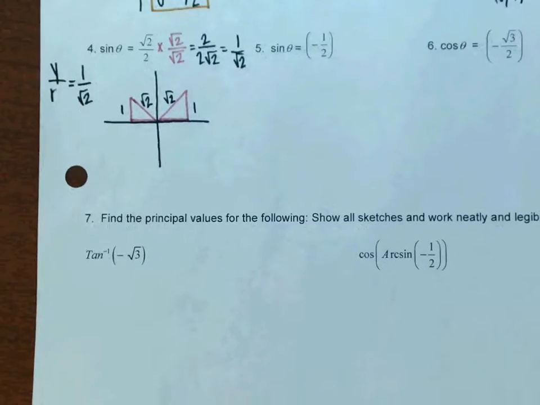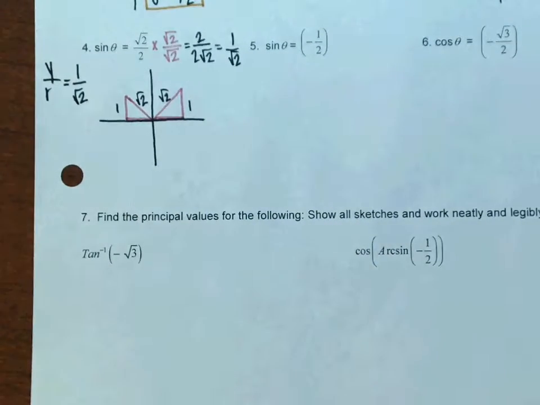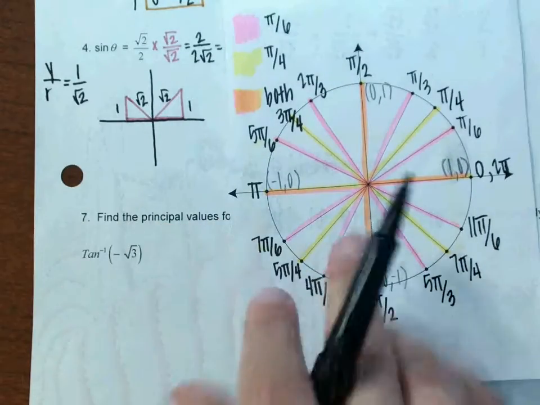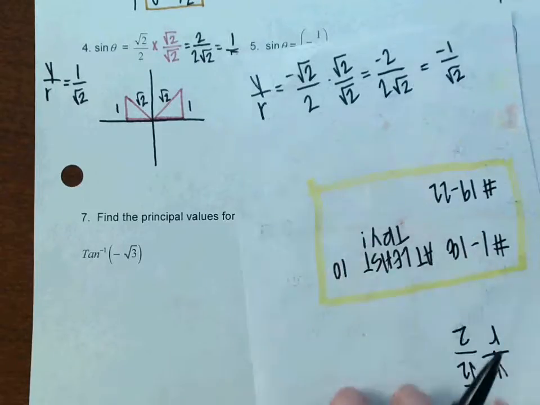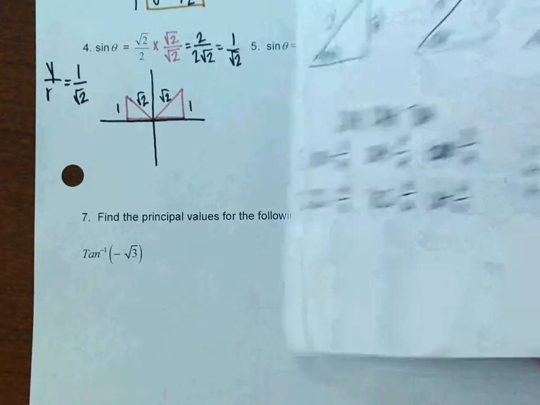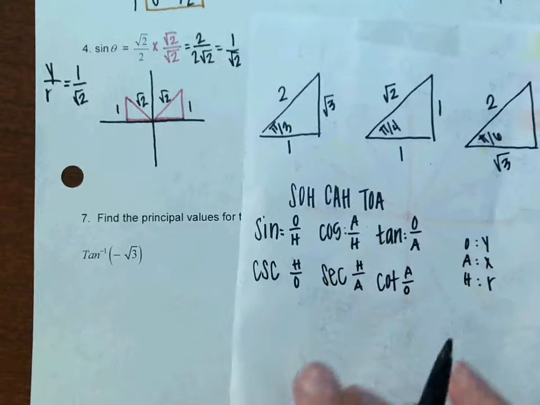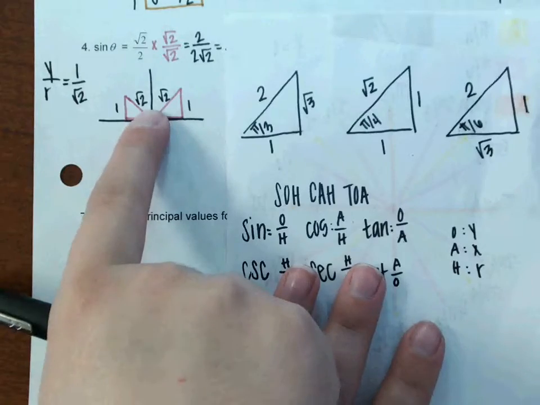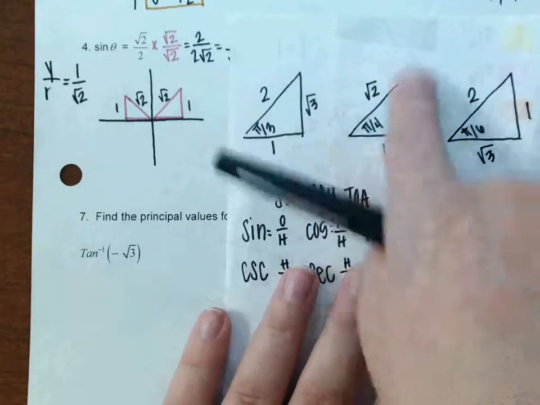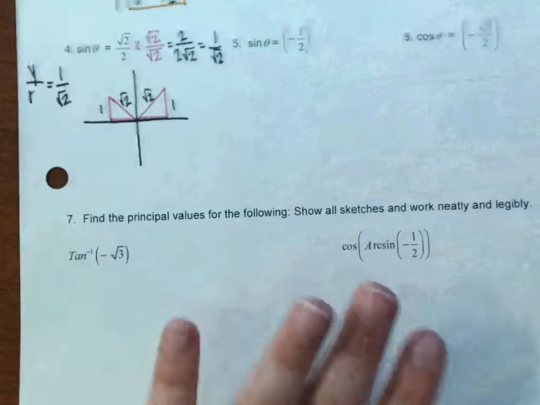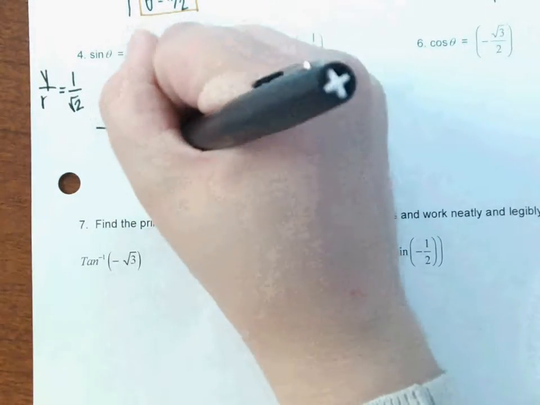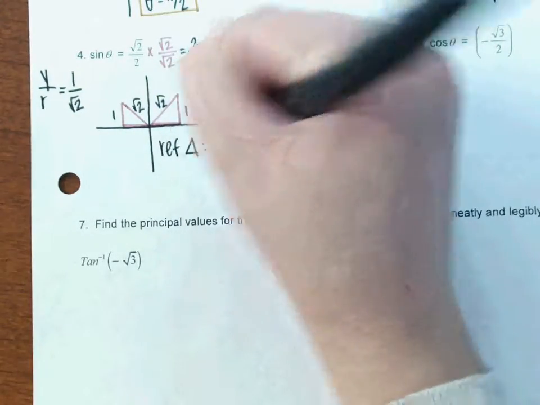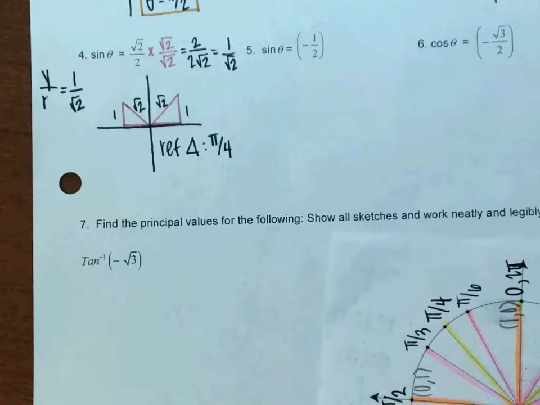At this point, finding the quadrants tells us what we're going to be looking for in our unit circle. The side lengths that match a reference triangle tell us which angles we're looking for in those quadrants. So a y value of 1 and an r value of root 2 matches the pi over 4 reference triangle. So that's theta. I like to write down my reference triangle because it helps me when I look at my unit circle.